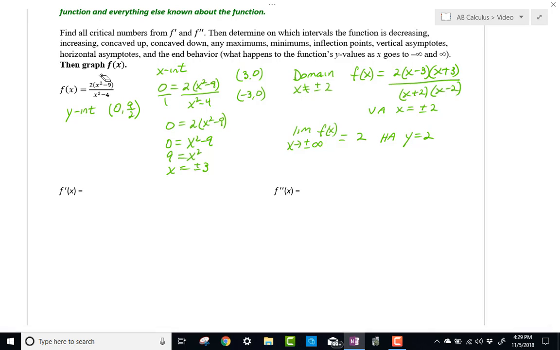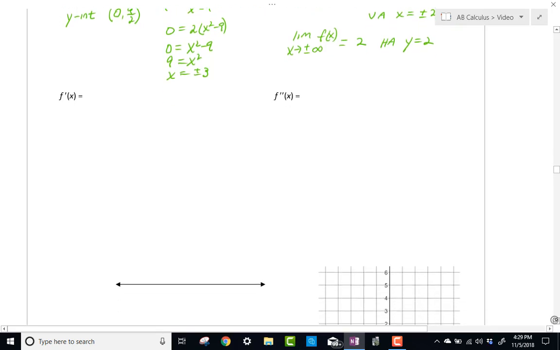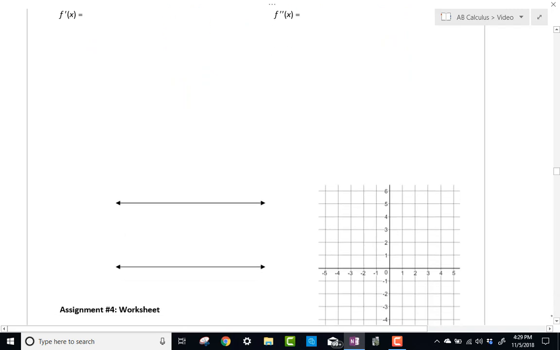We'll go down and graph it all in a minute, but let's take a look at our derivatives first. So f prime of x. I need the derivative of f. It looks like we've got a little bit of our quotient rule going on here. So we're going to take the derivative of the numerator, that's going to be 4x, times the denominator, which is x squared minus 4.